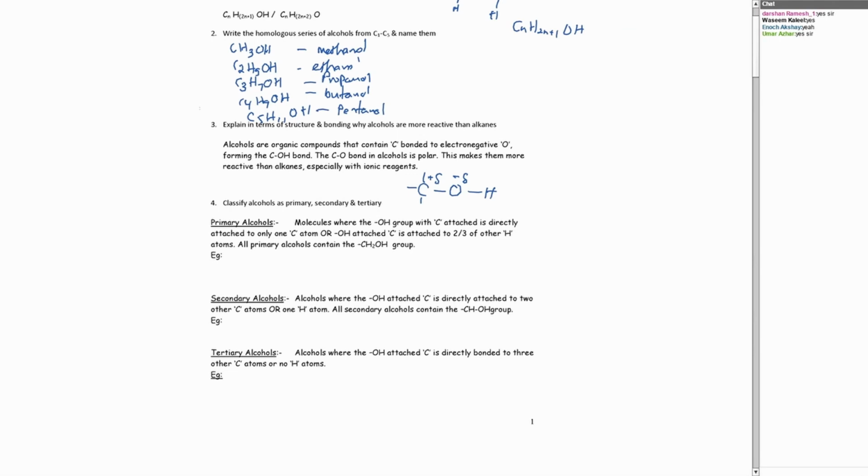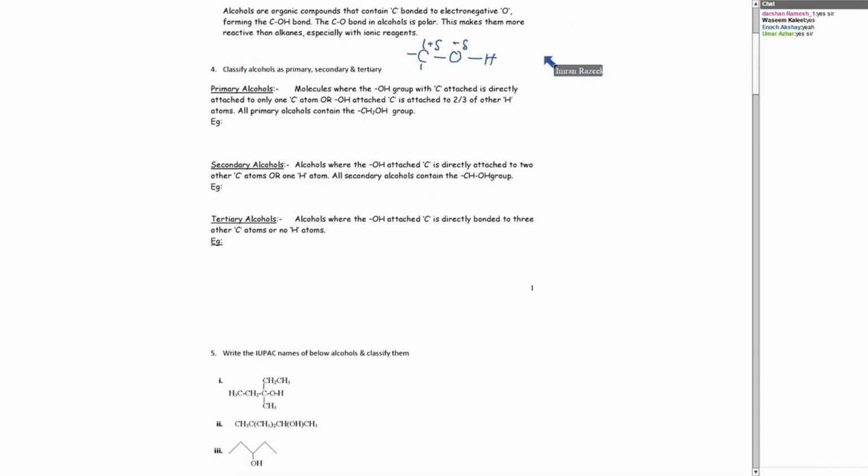Like we classified in the last class, the haloalkanes as primary, secondary and tertiary haloalkanes, similarly we can classify the alcohols also the same way: primary, secondary and tertiary. Why is it important to classify the alcohols into 3 categories? Their chemistry sometimes differs when it comes to the structure.